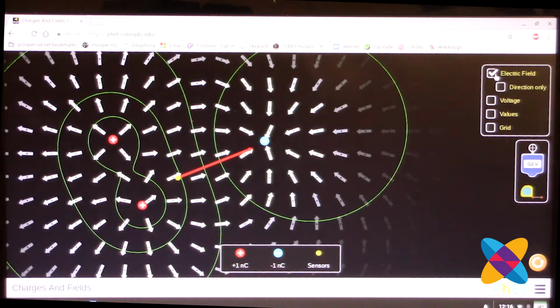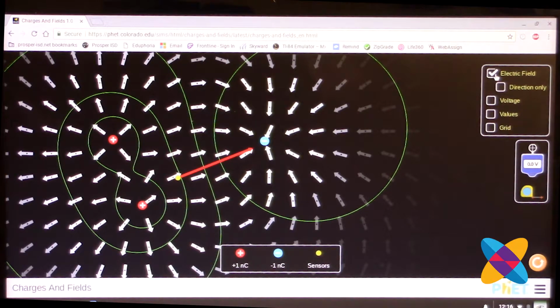And when I turn on electric field, then the students can see that electric field always points perpendicular to the ISO lines of potential, and electric field always points downhill toward lower potentials. We have 20, 10, 4, 0 volts. Electric field always points downhill to lower potential.